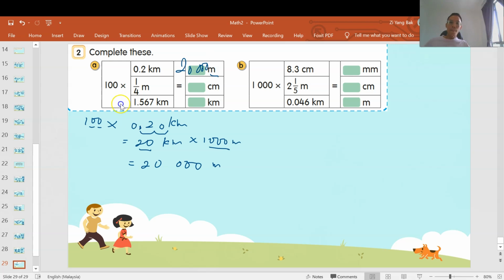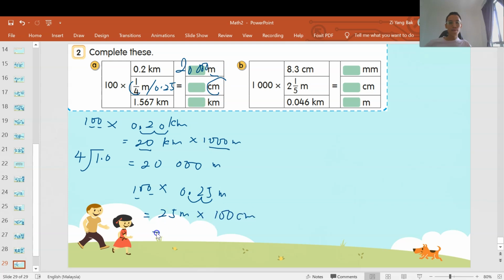1 over 4 is the same as 0.25. How do I know that? You take 1 divided by 4. Put decimal point, you will get 0.25. So 100 times 0.25 meters. 2 zeros move to the right, 25 meters. Answer looking for cm. Cm is smaller, so we have to times 100 cm. 25 in front, 2 zeros behind. So it's 2500 cm.